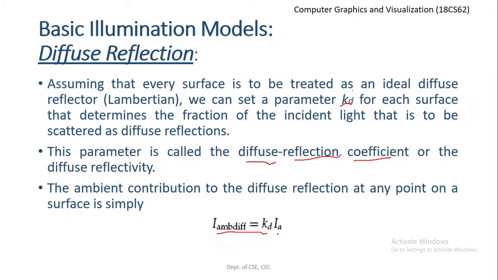Now the value of this diffuse reflection coefficient depends upon the surface. It varies from surface to surface. The equation to compute the amount of ambient incident light that contributes to the diffuse reflection is given by this equation. How do we read it? The intensity of the ambient light that contributes to the diffuse reflection, I ambient diffuse, is given as the product of the diffuse reflection coefficient and the intensity of the ambient light, right?